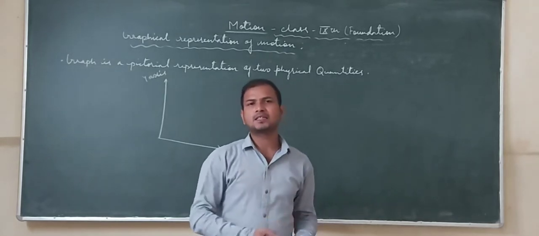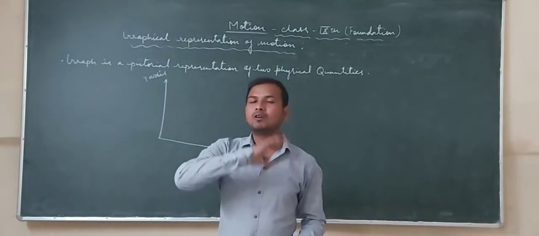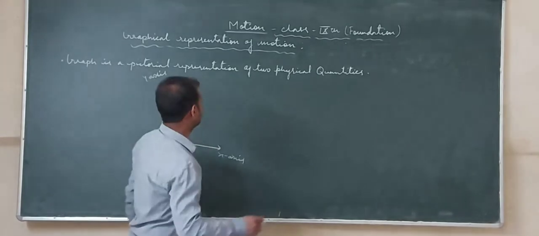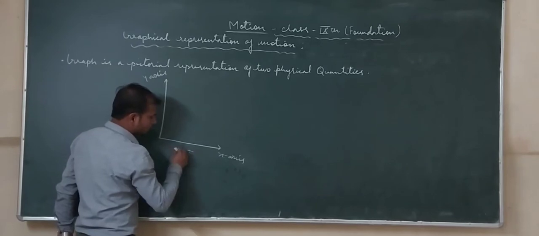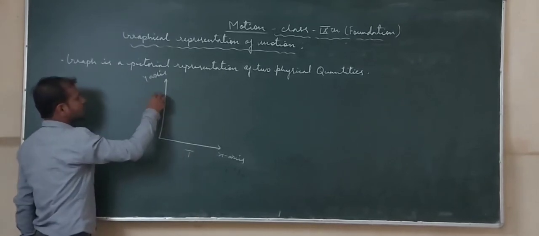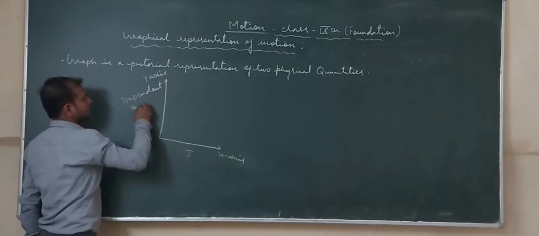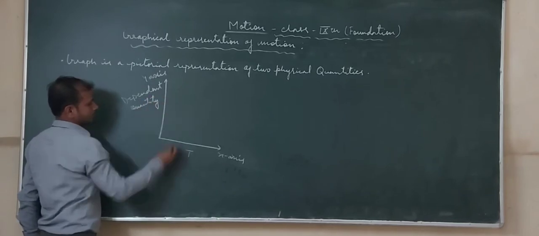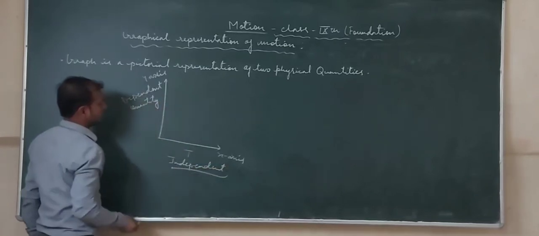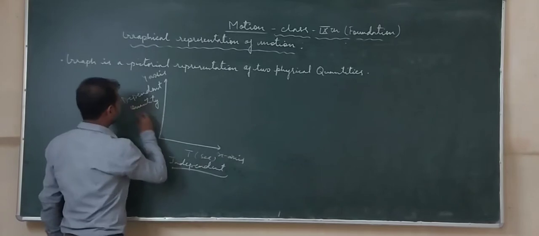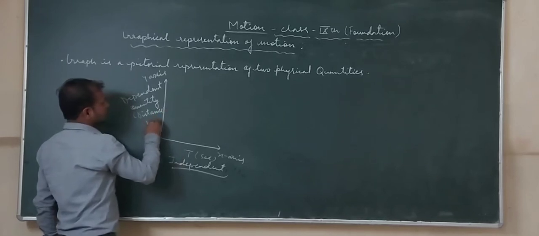But distance, displacement, speed, velocity, and acceleration, all these are dependent quantities. Let me clear one thing: the independent quantity should always be written on the x axis and the dependent quantity should always be written on the y axis. Here you write the independent quantity which doesn't depend upon any quantities. Time should be measured in seconds. If I am talking about a dependent quantity, say distance, then it should be in meters.